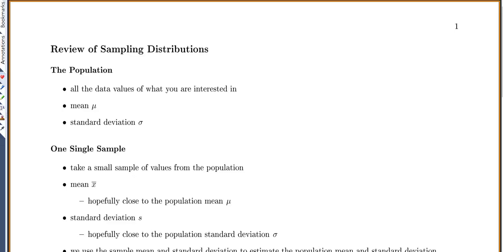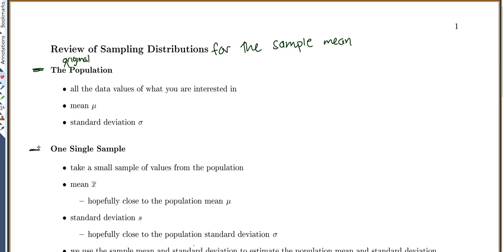Here is a short review of what we know about sampling distributions for the sample mean. There are three things you need to worry about. First of all is your original population. I often like to put in the word original here because that helps me remember this is your original data. It's basically all of the data values that you would be interested in. You have a mean mu and a standard deviation sigma.